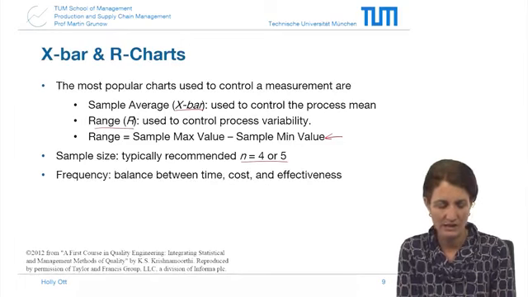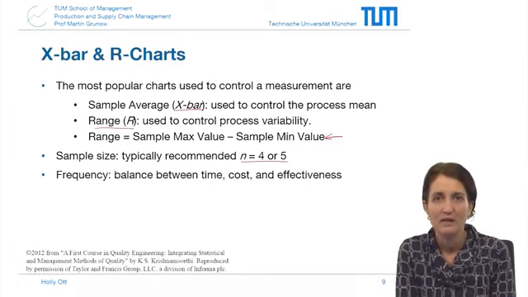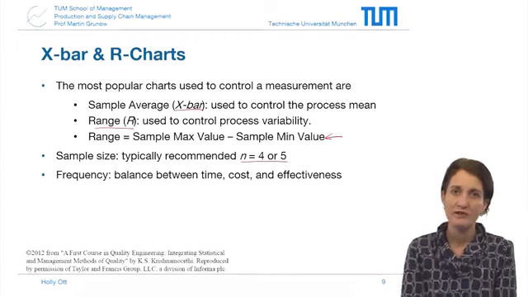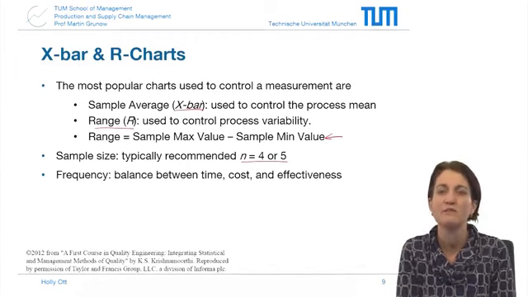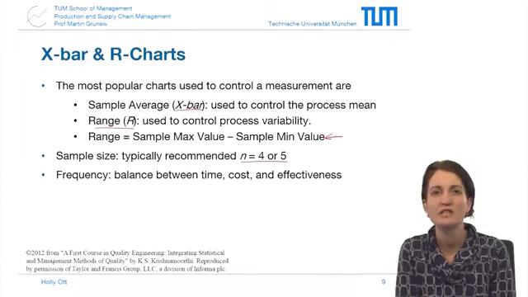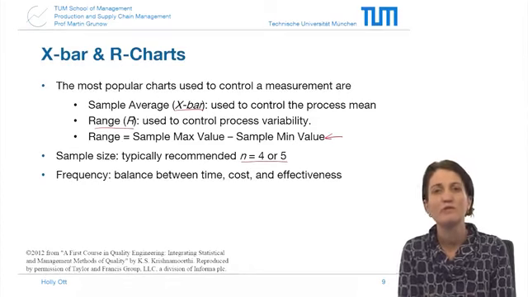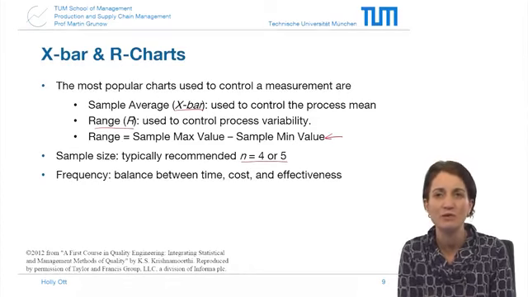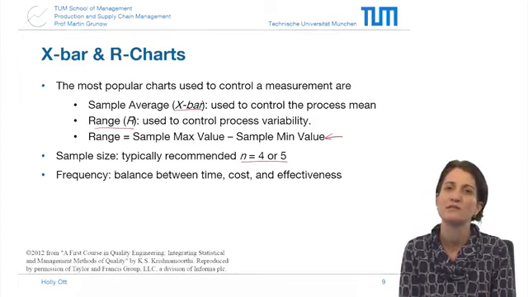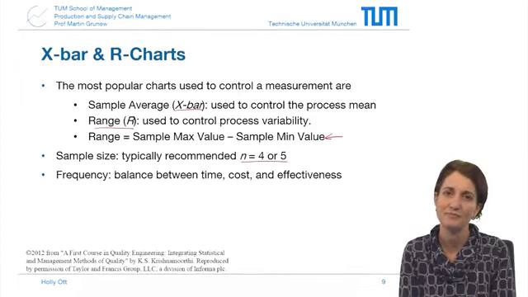Now, the other decision that needs to be made is the frequency. How often should samples be taken? And here you need to have a balance between time, cost, and effectiveness to optimize your control operation. For example, if you have a destructive measurement, meaning that your sample is destroyed, it's better to take as few samples as possible while still keeping a satisfactory level of control. And one approach here would be to take samples more frequently during the initial stage of controlling a process, and then reduce the frequency once stability is attained.